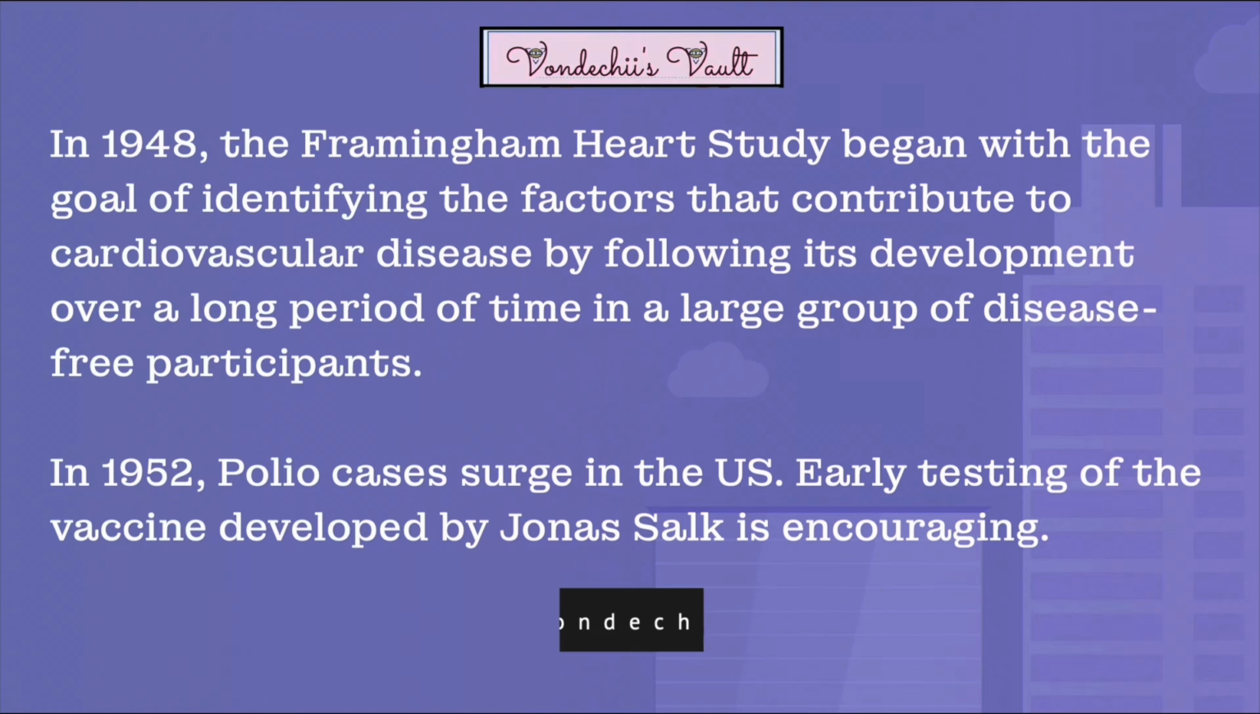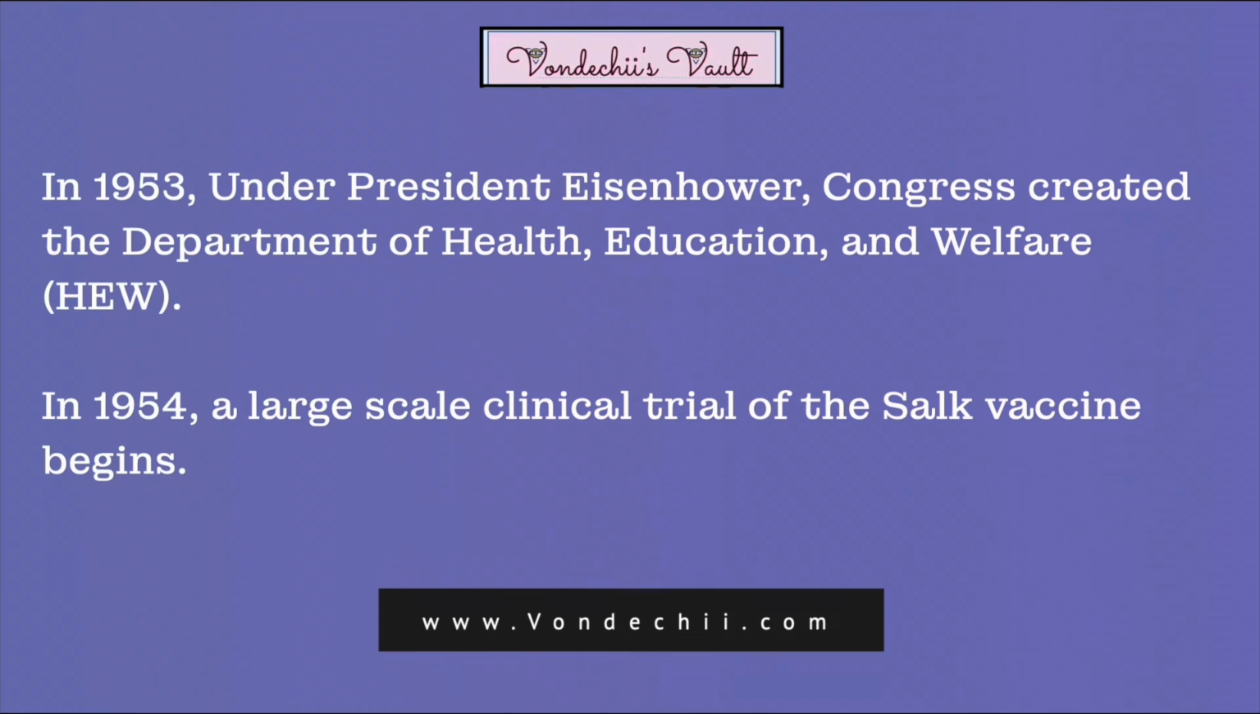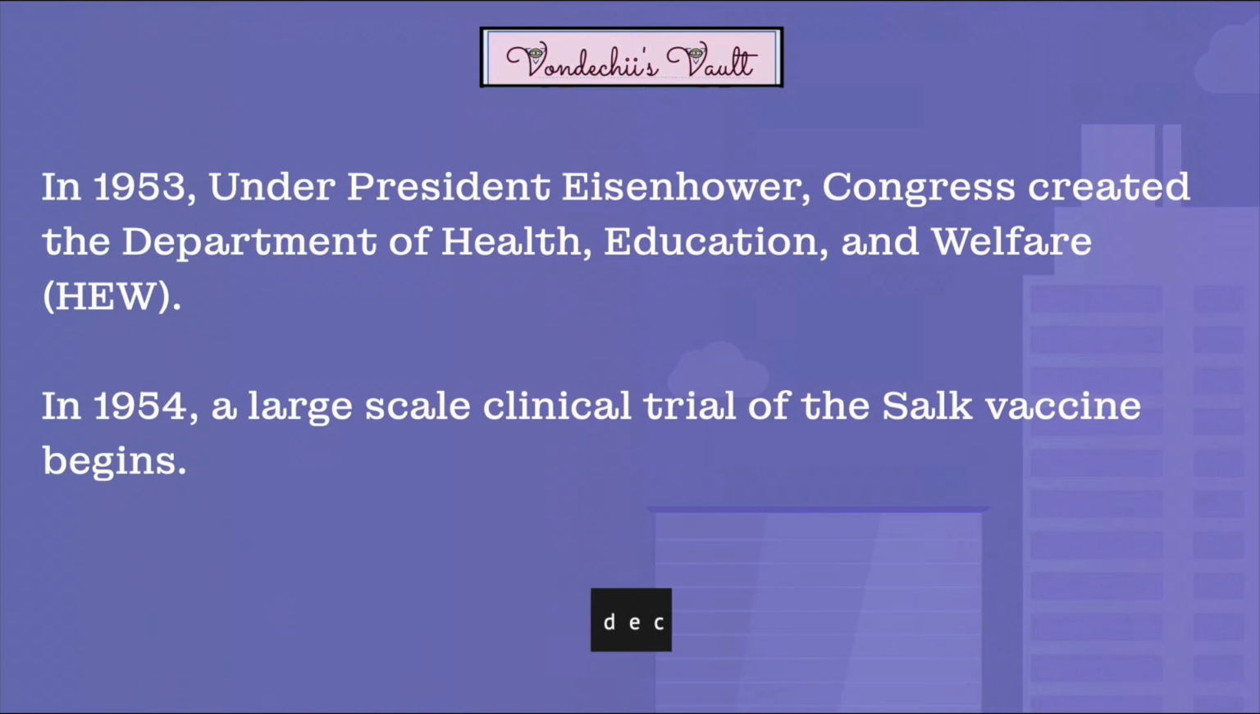In 1952, polio cases surged in the U.S. Early testing of the vaccine developed by Jonas Salk is encouraging. In 1953, under President Eisenhower, Congress created the Department of Health, Education, and Welfare. In 1954, a large scale clinical trial of the Salk vaccine begins.